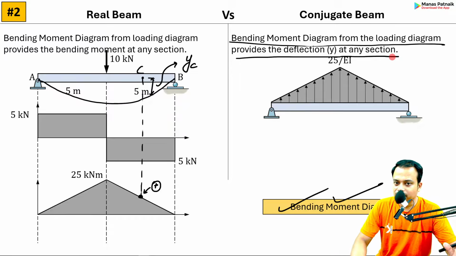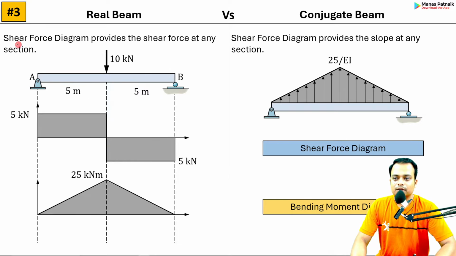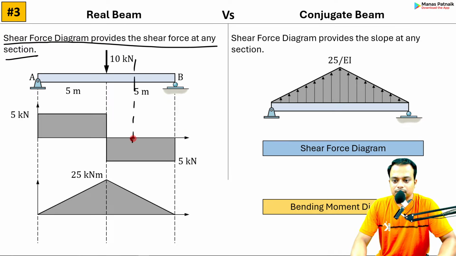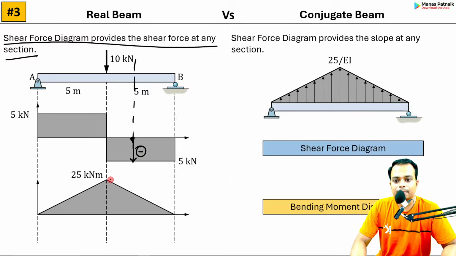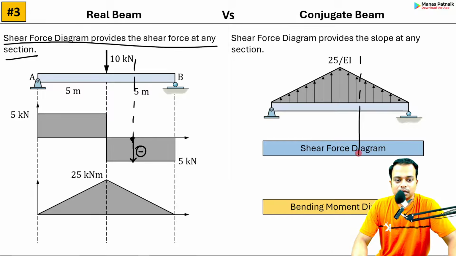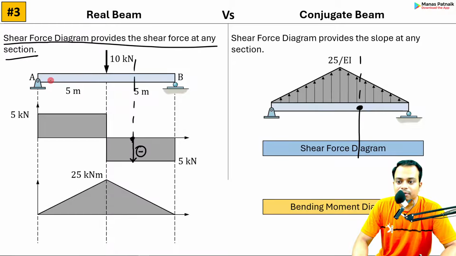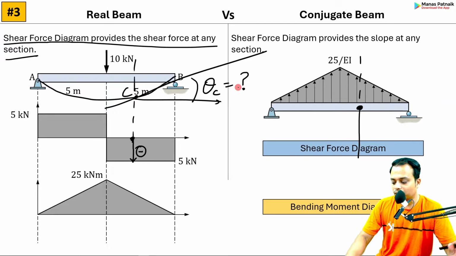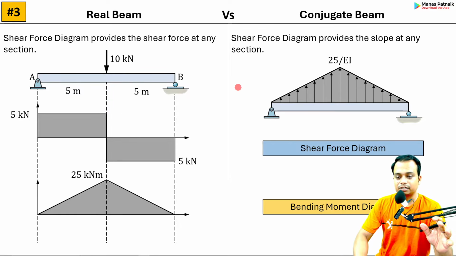All right, the next point, here we go. Shear force diagram provides the shear force at any section. Yes, here it is. This is the value of shear force, negative value over here. However, as far as a conjugate beam is concerned, if you find the shear force over here, what you get is the slope over here. That means this angle is what you would be getting from a conjugate beam. That means theta, let's say at point C, this is what you get. So now I think we have established this connection beautifully.